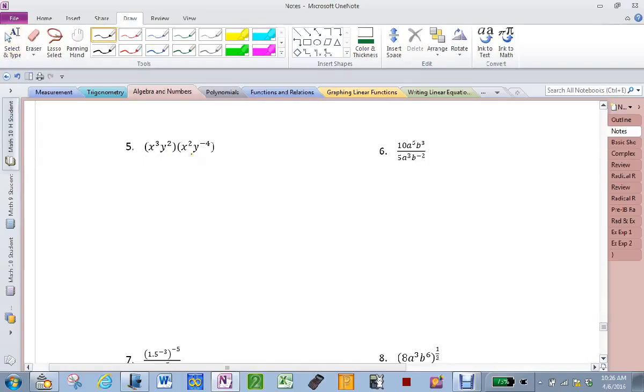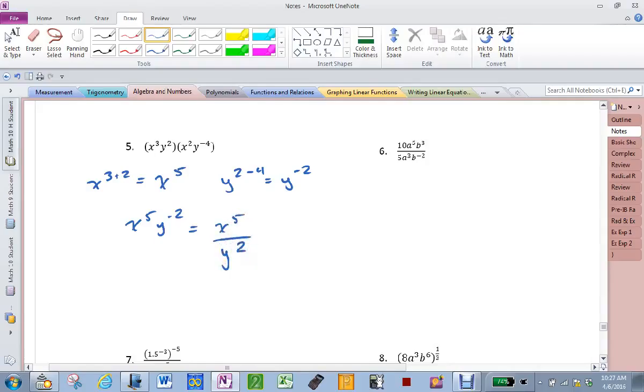What do you do here? Stuff with math. Multiply. No, you add them. X to the fifth, because we do x to the 3 plus 2, and y to the 2 minus 4, which is negative 2. So I have x to the fifth, y to the negative 2. Is that allowed? No. Which has to move? The y. So it becomes x to the fifth over y to the 2.